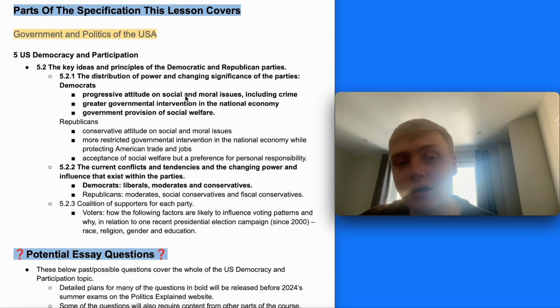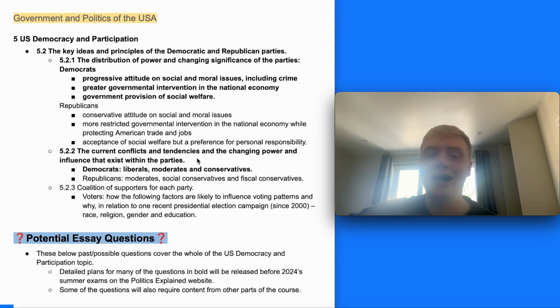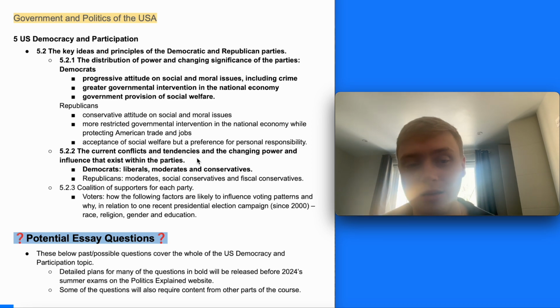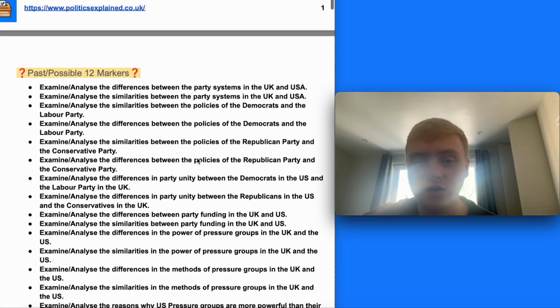So here are the key 3 policy attitudes of the Democrats that we're going to have a look at, and also the current conflicts and tendencies and the changing power and influence that exist within the parties: the Democrats, Liberals, Moderates, and Conservatives.